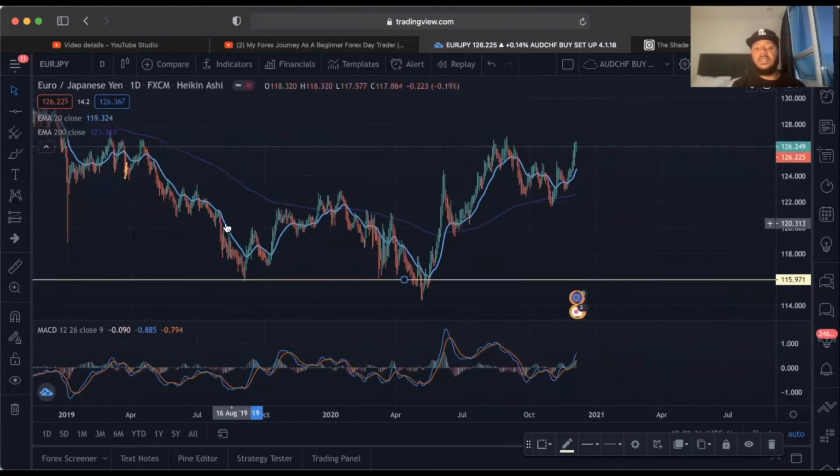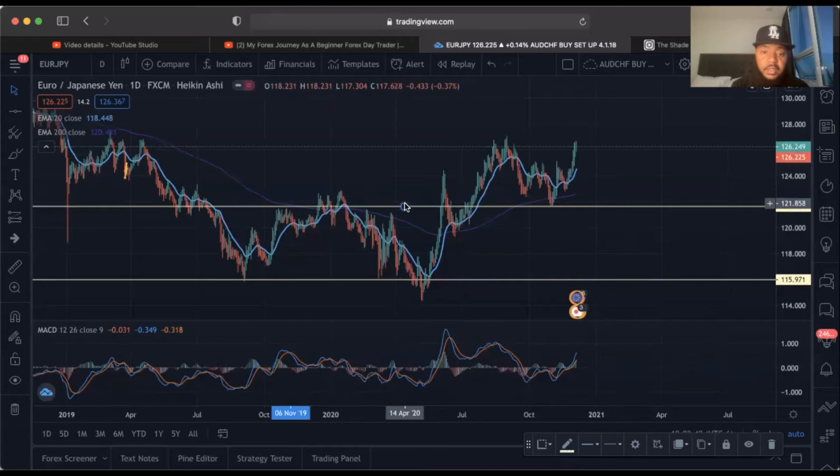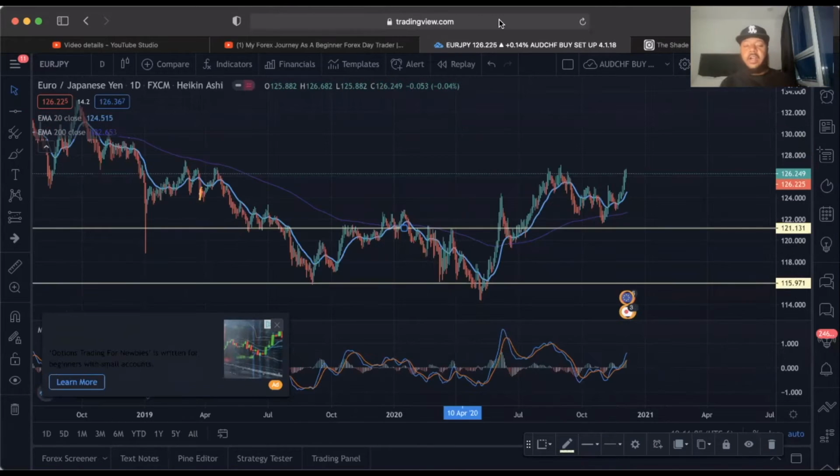All right, so the next thing you want to do is identify where resistance is. And resistance is pretty much, like I said earlier, the ceiling. So it's like the opposite of support. You do the exact same thing, you just find an area where price keeps respecting, that's above your support. So I would say this is probably around this area right here. This area is like a major area of resistance right here.